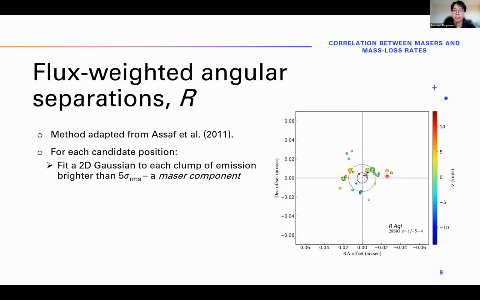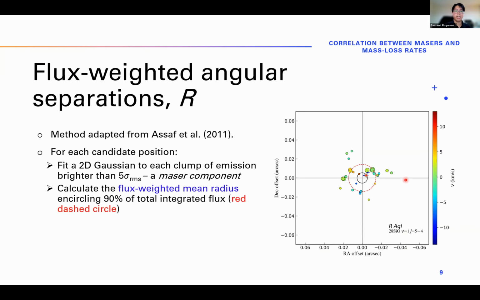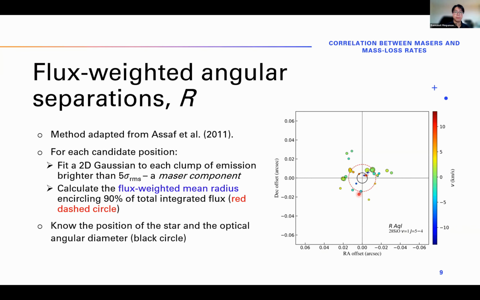And so we've got a bunch of spots here, which are these Gaussian fits. And then we calculated the flux-weighted mean radius encircling 90% of the total integrated flux, which is shown here as the red dashed circle. And this is what we would like to know for each source and each transition in the ATOMIUM sample. And we also know the position of the star from the continuum and also the optical angular diameter, which is shown here in the black circle. And so we'd like to think of this mean radius of SiO masers as multiples of this angular radius.